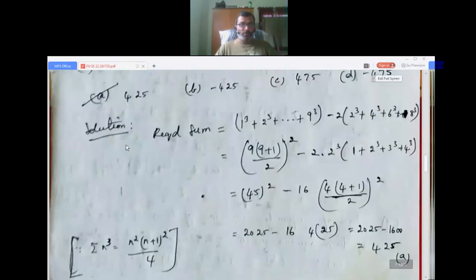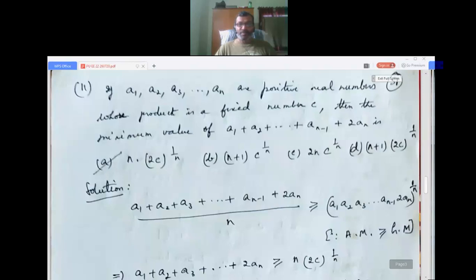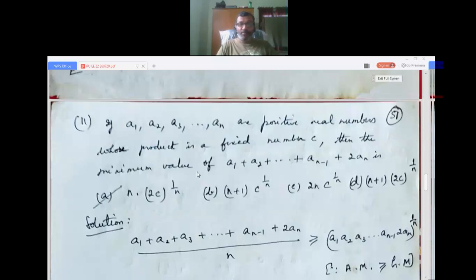So option A. Now I go to the 11th question in this topic. If a1, a2, a3 till an are positive real numbers whose product is a fixed number c, then the minimum value of a1 plus a2 plus etc. plus an minus 1 plus 2an is: first option n into 2c power 1 by n, second option n plus 1 into c power 1 by n, third option 2n into c power 1 by n, fourth option n plus 1 into 2c power 1 by n.